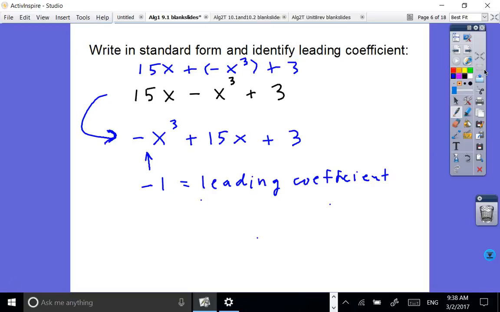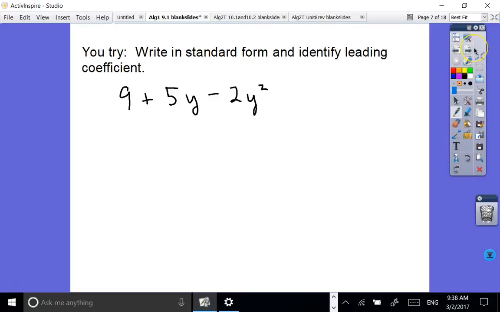Good. Slow me down if I go fast. So try that one. Write in standard form and identify the leading coefficient. In standard form, what should have been the first term? The -2y squared would have gone first, right? And remember, we're ordering this by the size of the exponents. So we want the highest exponent on the left, the next after that, and then you keep going until you get to the lowest. So which is the next highest power of y?